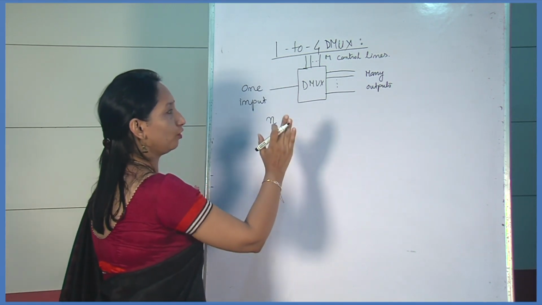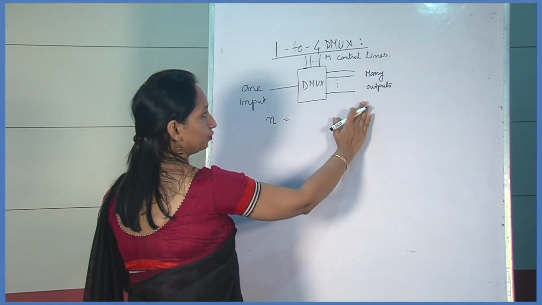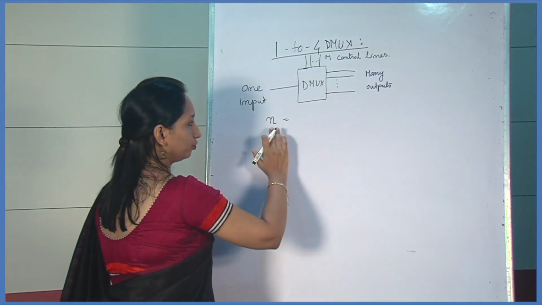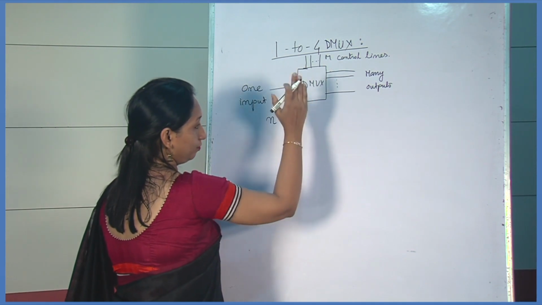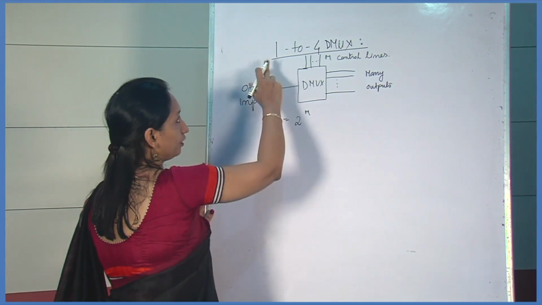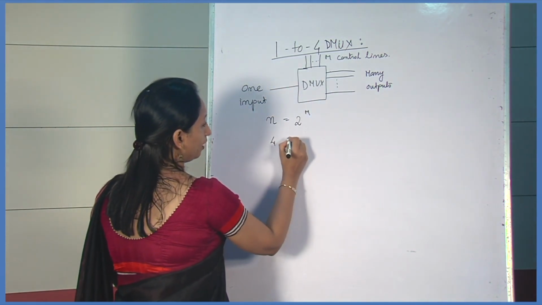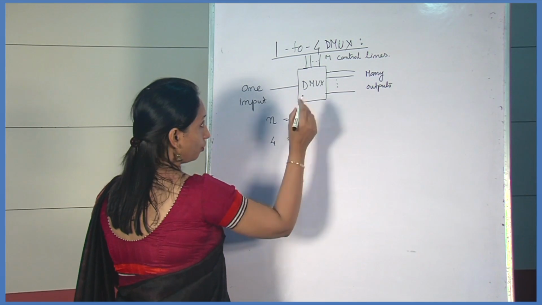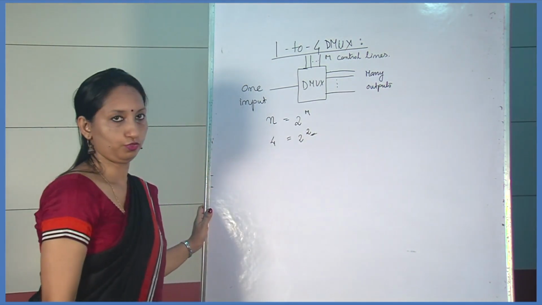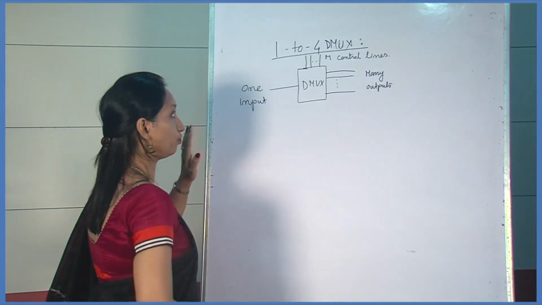This is the block diagram of a demultiplexer. It has one input signal and many output lines, and M is the number of control lines. If the number of output lines is N, then N equals 2 to the power M. So in the case of a 1 to 4 demultiplexer, the output lines will be 4, so the input control lines or selection lines will be 2. So M is 2. Now we see the logic diagram and the truth table of the 1 to 4 demultiplexer.